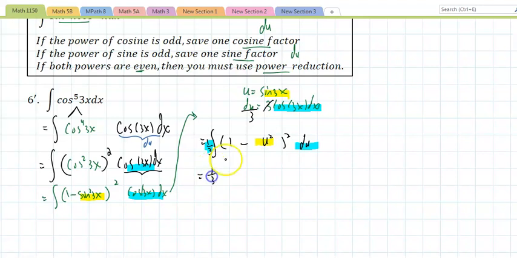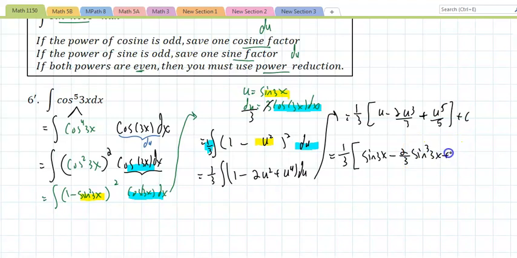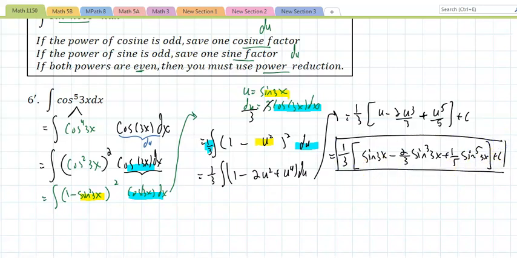And wouldn't this be 1/3? And if you FOIL this, wouldn't that be 1 minus twice u squared plus u to the 4th du? Wouldn't you say that that would be 1/3 times u minus 2u cubed over 3 plus u to the 5th over 5 plus c? And if I go back and substitute what u equals, that will be the sine of 3x minus 2/3 the sine cubed of 3x plus 1/5 the sine to the 5th of 3x plus c. That would be my final answer, and there it is.